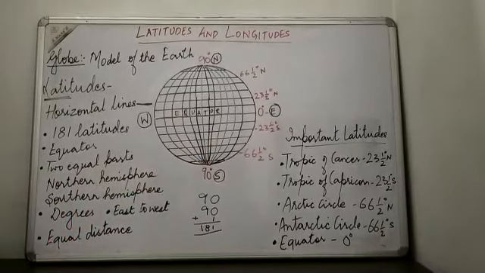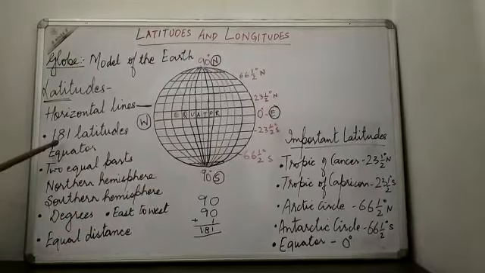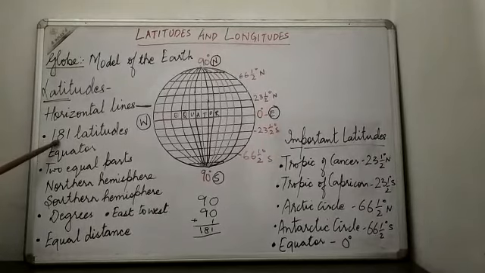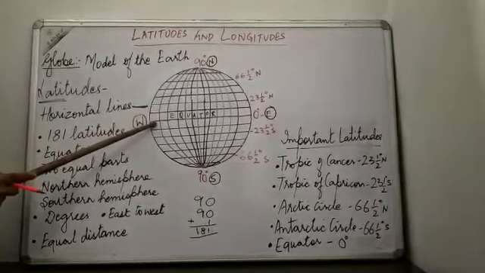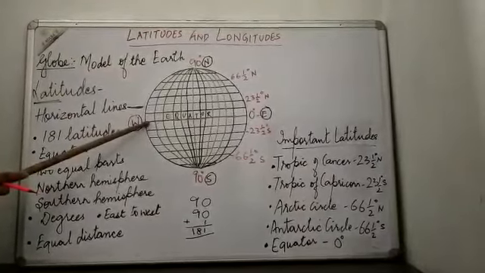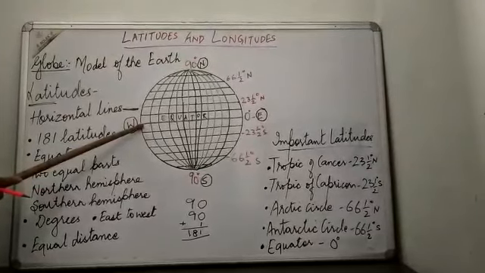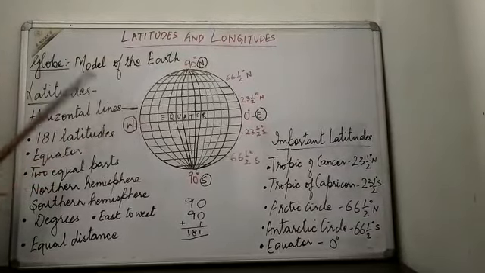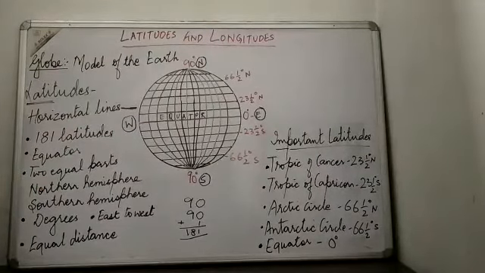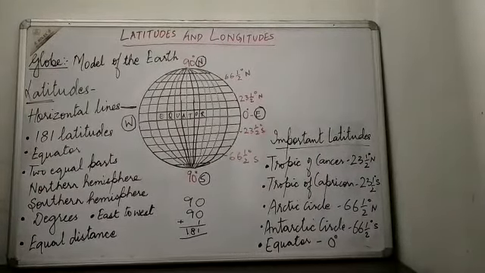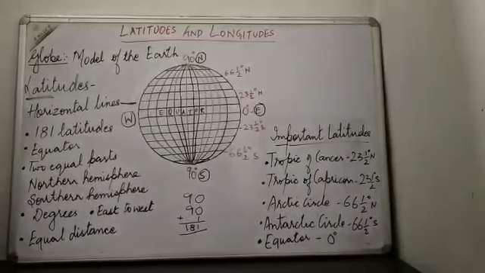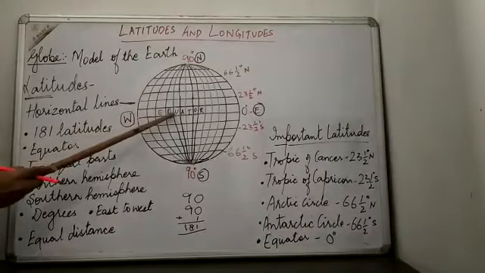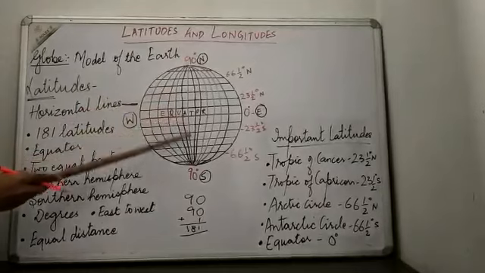Now the next question could be, how many latitudes are there? There are a total of 181 latitudes. How many latitudes? 181 latitudes. And this latitude, the one which is marked in red color, is called the longest latitude and its name is equator. Equator means longest latitude and it is derived from the word equa. Equa means equal. It is dividing the earth into two equal parts. Two equal parts means the part above the equator and the part below the equator.